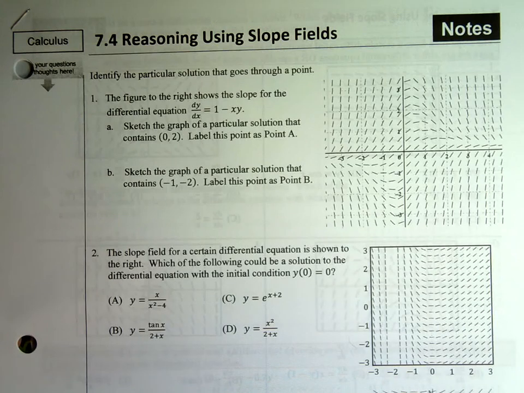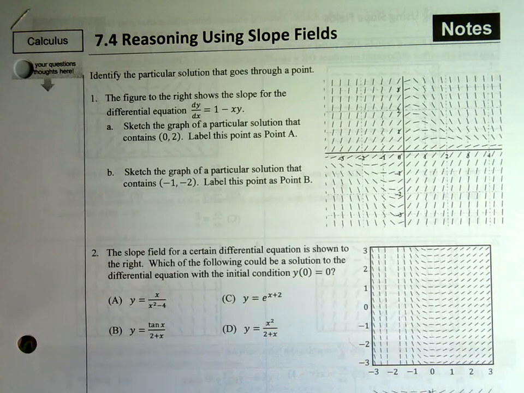All right, maybe kids were into 7-4 and looking at slope fields again and doing some reasoning using the slope field. So some of this is going to be a little bit of a repeat from what we did back in 7-3, but some of it is adding on a few more added features.